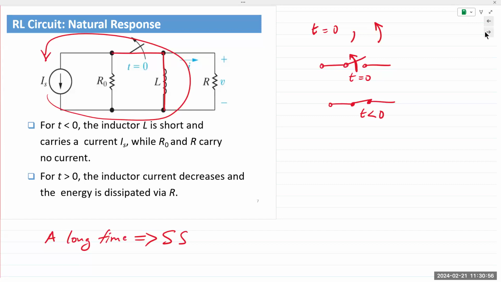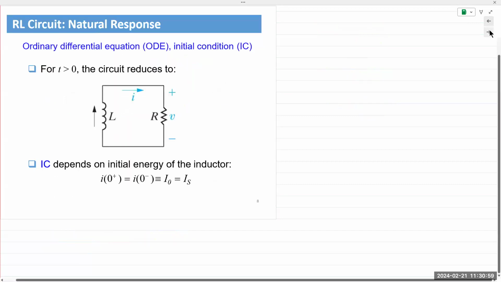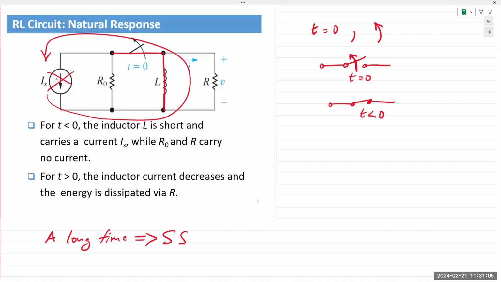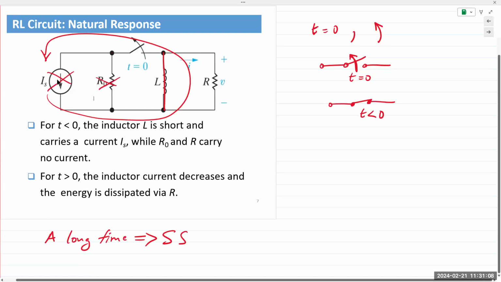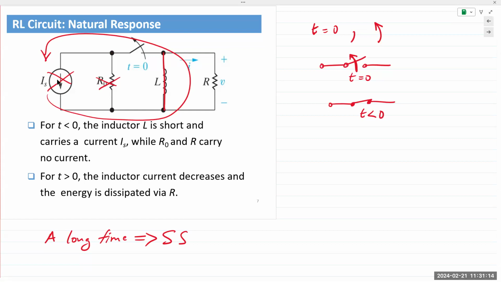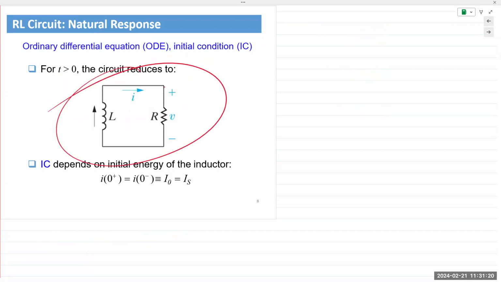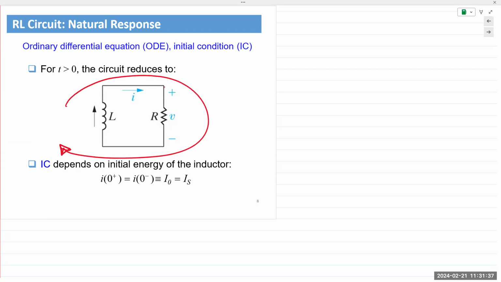Once the switch flips, the circuit looks like this. The switch flips open. The source and R0 are disconnected from the rest of the circuit. The left side of the circuit is no longer part of the inductor circuit. The only thing left in the circuit is the inductor and resistor R. You have a fully charged inductor, you have a resistor connected to it. All of the energy of the inductor slowly discharges through that resistor. And so the current flows through that resistor.